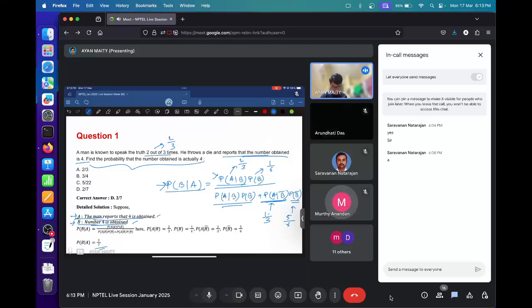So once you consider these two statements, it becomes easy to express the probability that is asked in the question. And after that you have to apply Bayes theorem and find out individual probability values in this expression. And those are mainly the probability of telling the truth or probability of lying, and probability of getting 4 on the die.